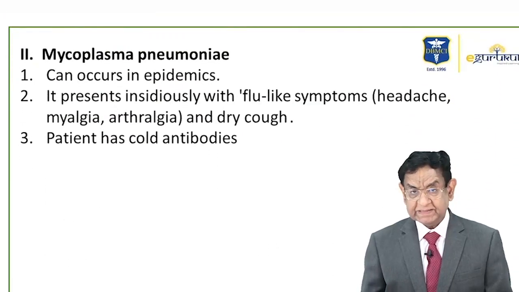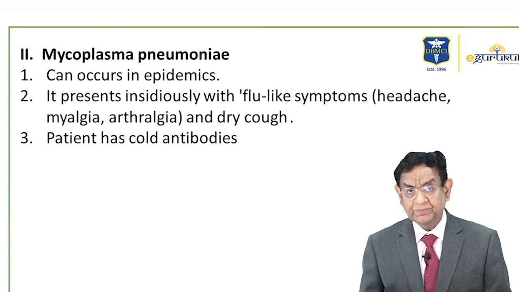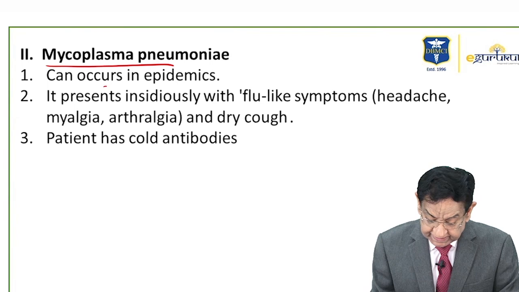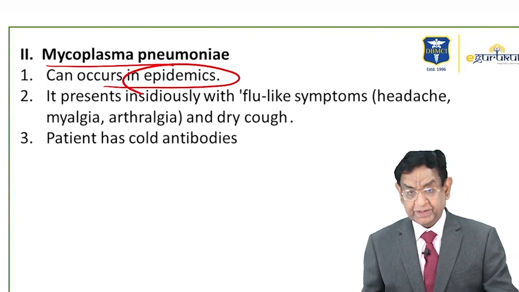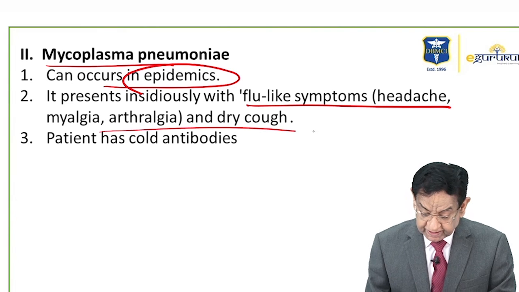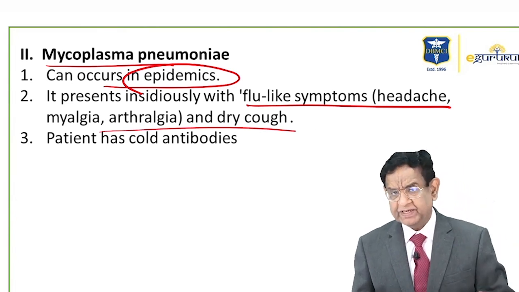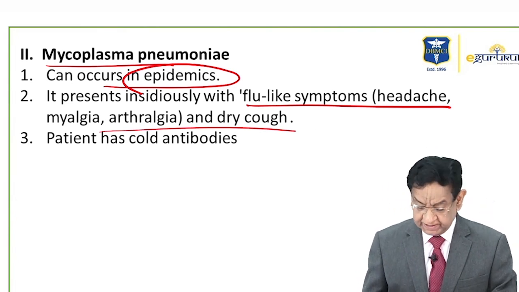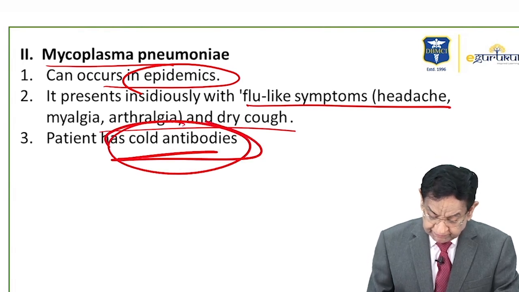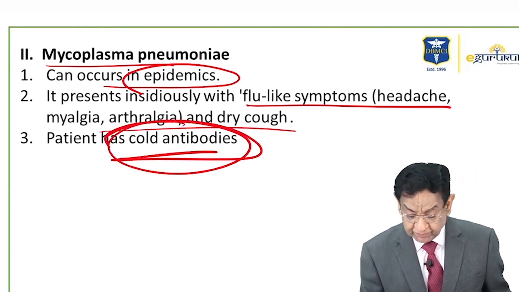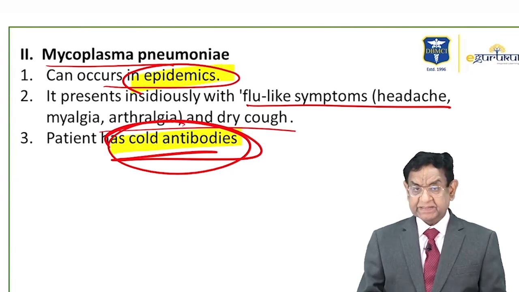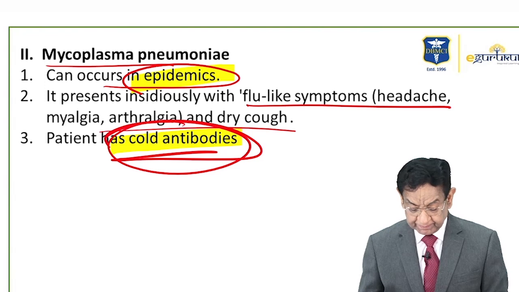Mycoplasma pneumonia is the second organism which can lead to interstitial pneumonia. It occurs in epidemics, point to be noted. And again, flu-like symptoms, dry cough, and that is a common feature in almost all types of interstitial pneumonias. But the key factor is cold antibodies. Only keyword to remember is cold antibodies. It may occur in epidemics is the second entity that you got to remember. The two keywords.